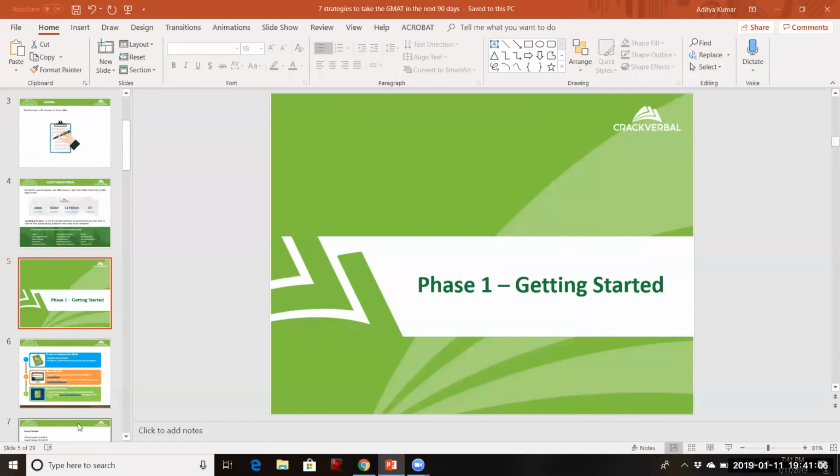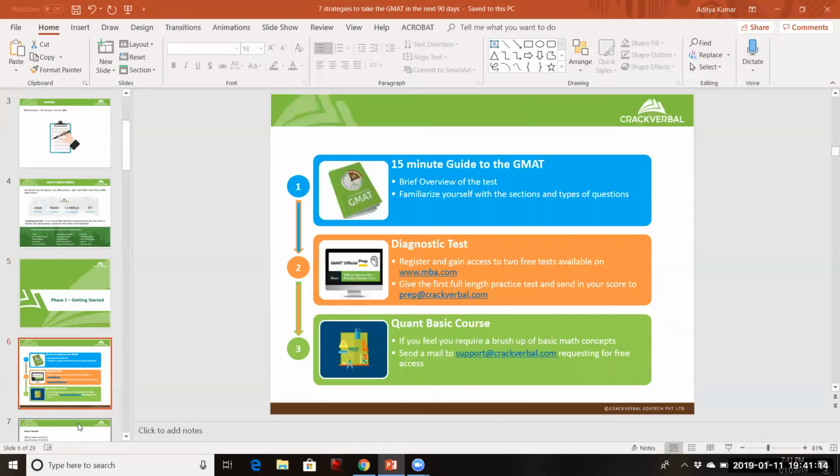Here's the first phase. I said I'm going to divide this into 3 phases. The first phase is getting started. For those who are starting your prep, the first thing you have to do is get to know what kind of test you're up against.